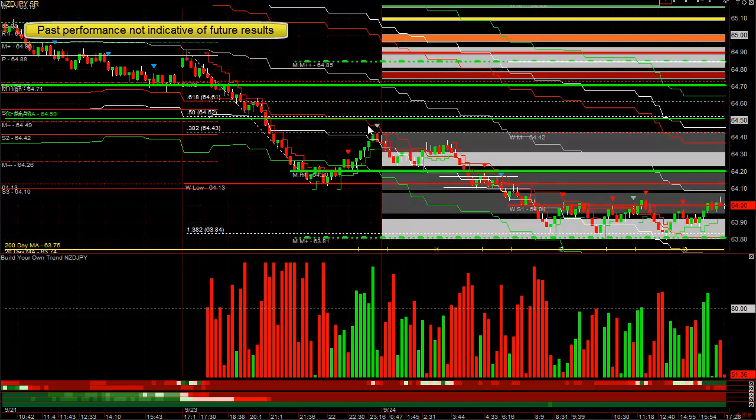This one still did bounce at my levels, but underneath 64 I thought it would be weak, so once it broke 64 we wouldn't be buying anymore. It did get one little bounce off of that.